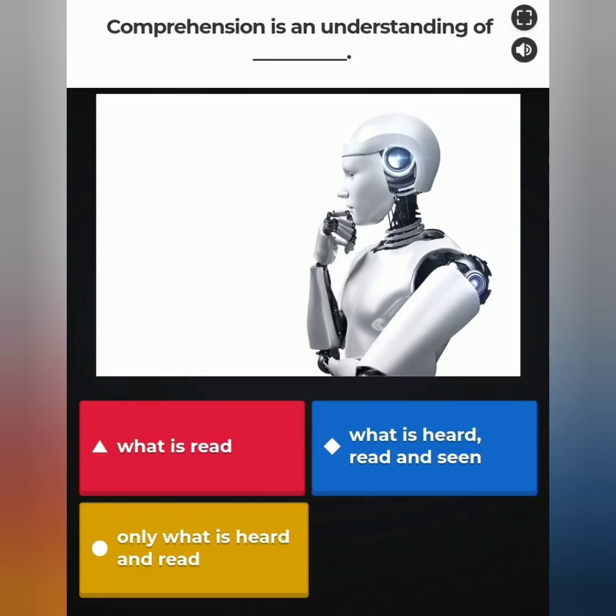Okay, so this one seems to have tricked a few people. Remember, comprehension is just understanding. Or to comprehend means to understand. So comprehension includes understanding of what is heard, what is read, and what is seen. However, there are different classifications of comprehension. Like you have reading comprehension, you have auditory comprehension. But comprehension on a whole is just an understanding of what is heard, read, and seen.